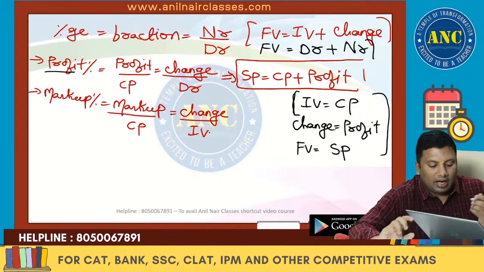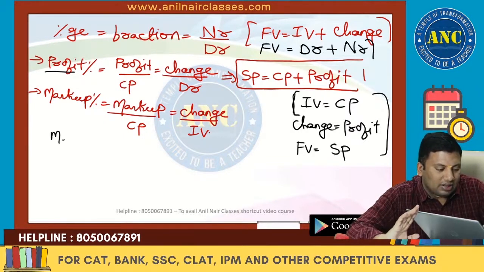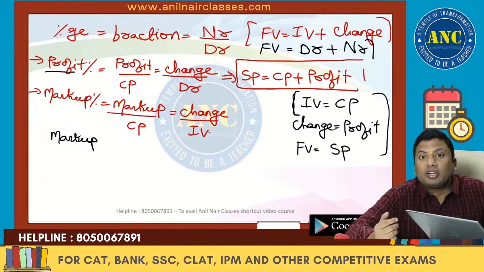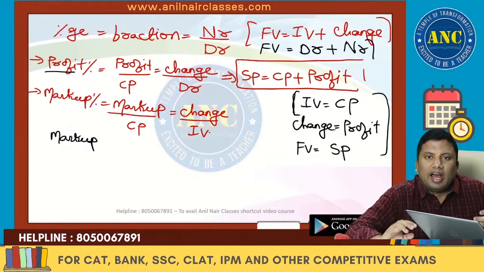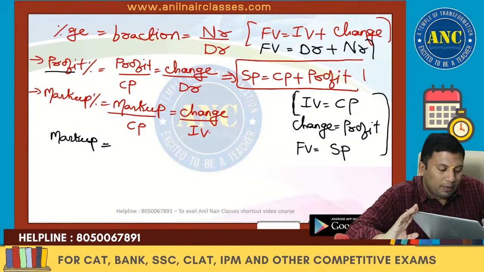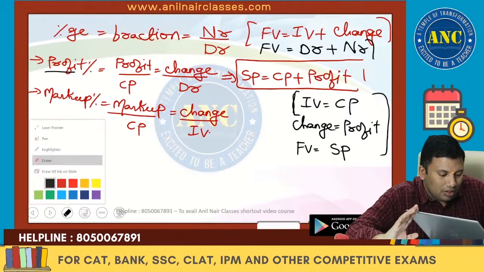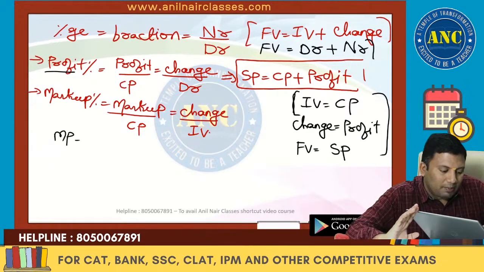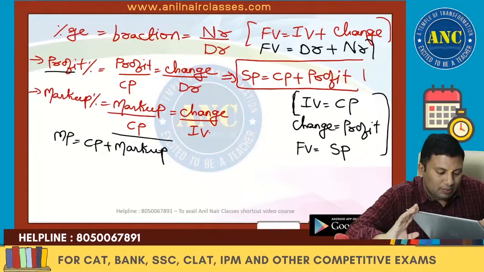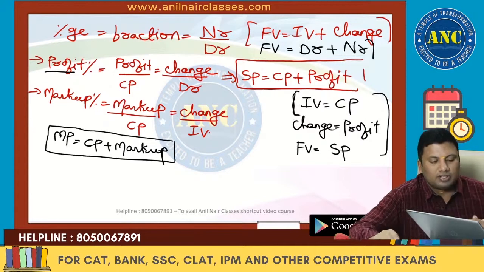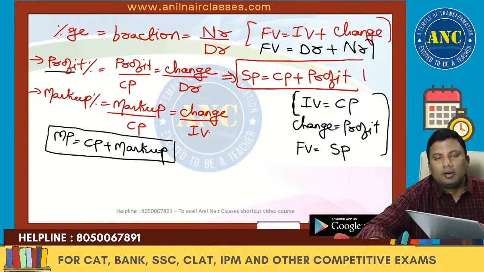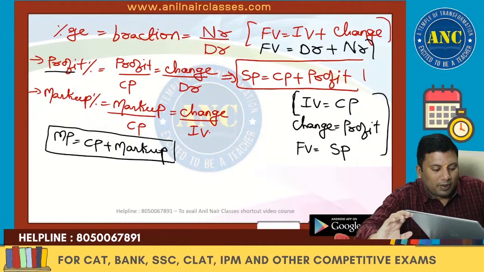Markup percentage. Markup is this: I went to a shop and purchased a product at 10 rupees. There is no label on the product. I added my own label and kept it as 20 rupees. That is the markup. So market price is nothing but cost price plus markup. Markup percentage is markup by cost price.